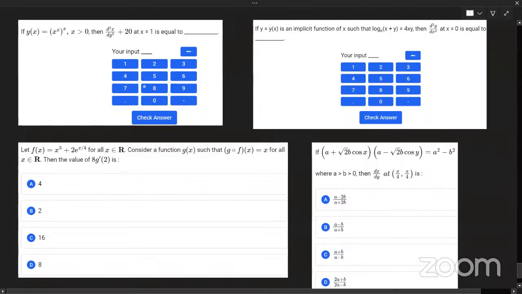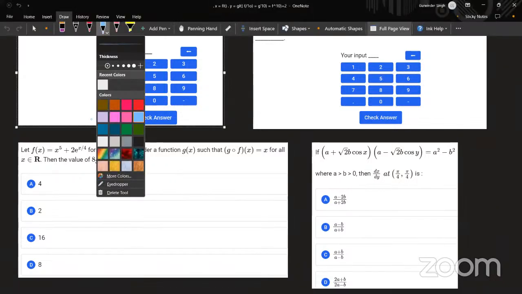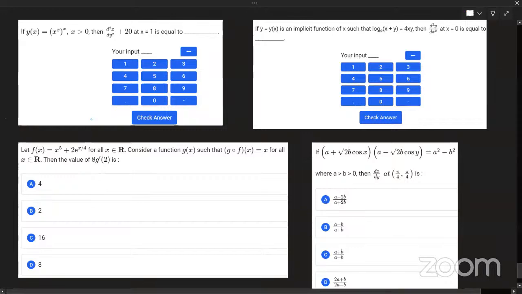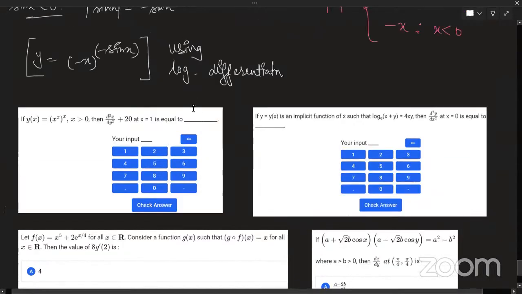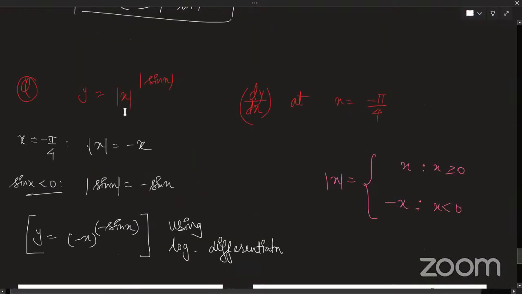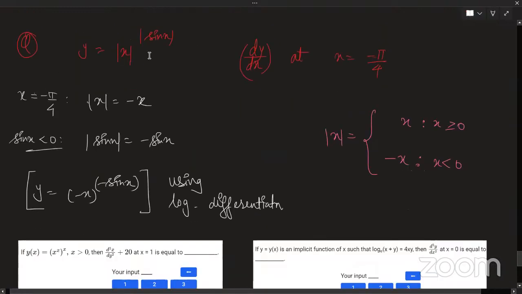Yesterday, we had completed our chapter, and these were the 4, 5 questions that I had given you as homework. So, I'll be just discussing 2 of the questions before starting the new chapter that we were going to do today. So yesterday, this question, mod x raised to sin x, mod x raised to mod of sin x was given to you, and dy by dx at x is equal to minus pi by 4 was asked.